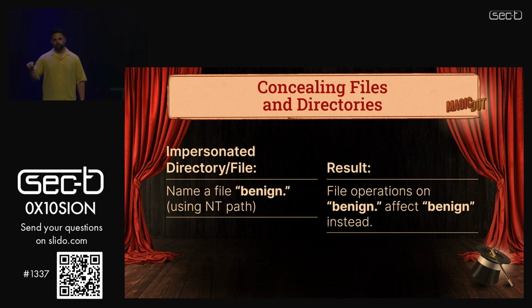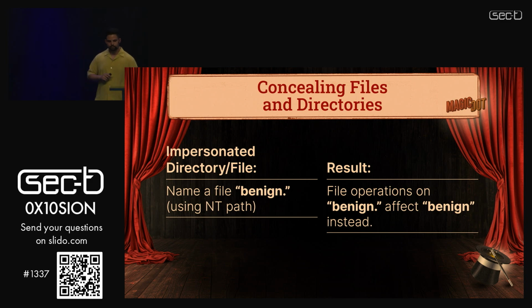So if, for instance, we create benign.dot and someone tries to read benign.dot, then they will be given back the content of the original benign file, and that is true for directories as well. If those were directories, then if we list the benign.dot directory, then we'll be given the files that are stored inside the benign directory. And that is true for any other file operations as well.